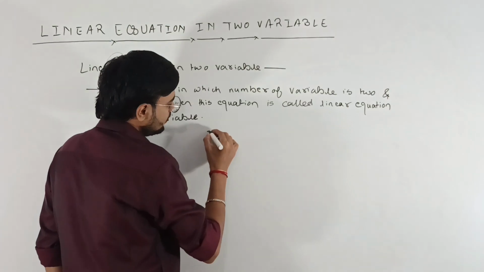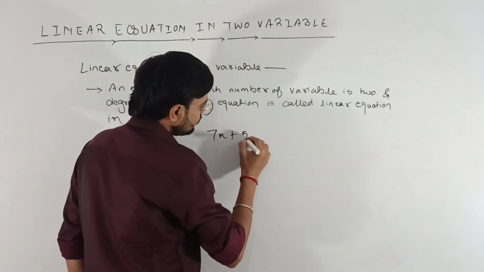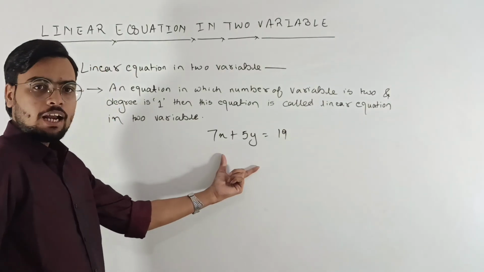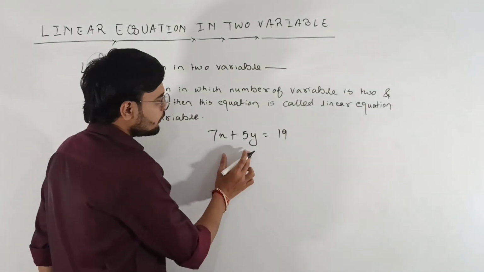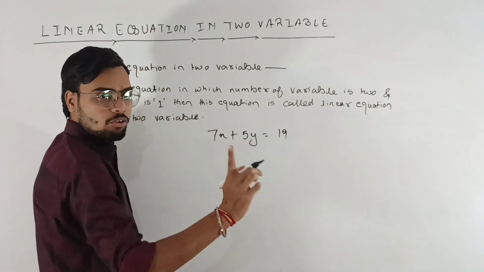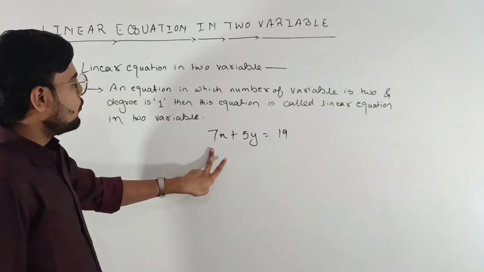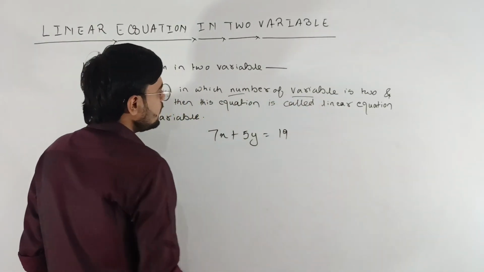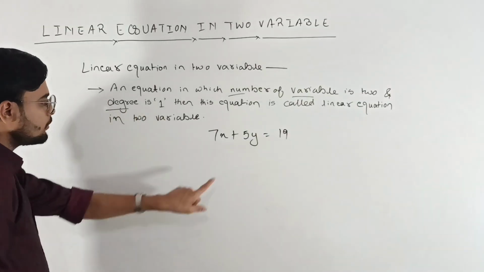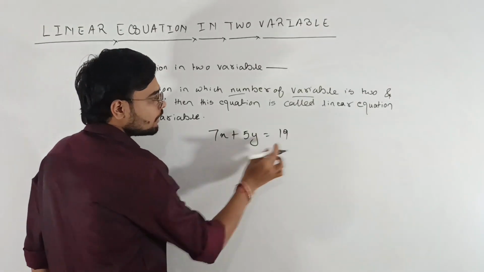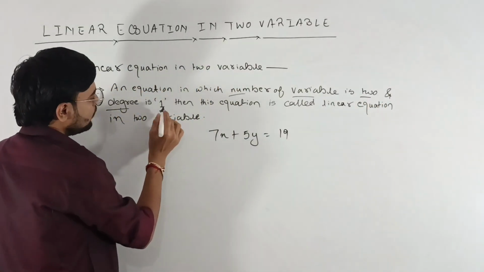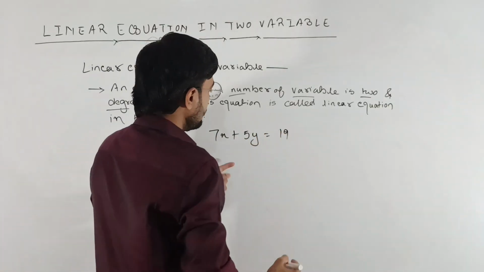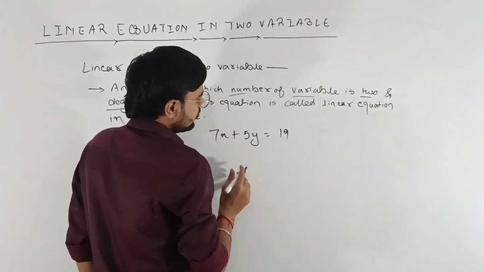Suppose we have an equation 7x plus 5y is equals to 19. Now this is an equation, and we have to look whether this equation is a linear equation in two variables or not. For this, we have to check two criteria. First is the number of variables, and second is the degree of this equation. When the number of variables is 2 and the degree is 1, then we say that this equation is a linear equation in two variables.